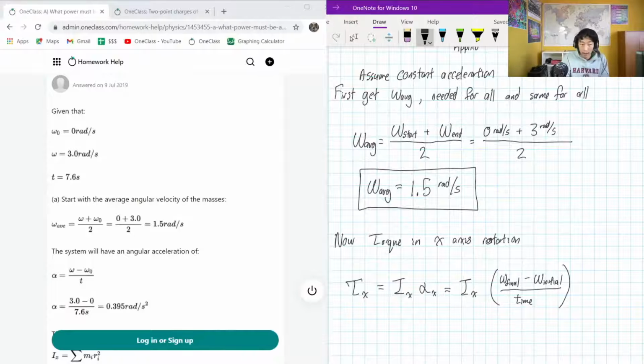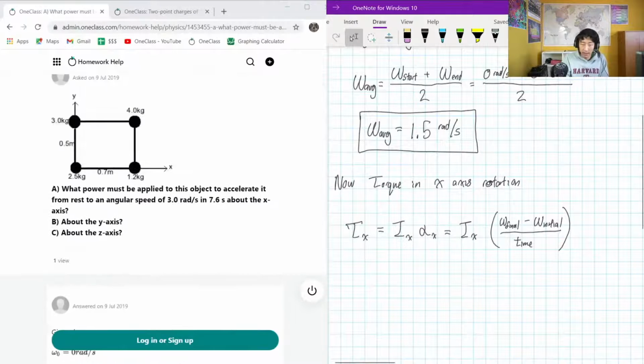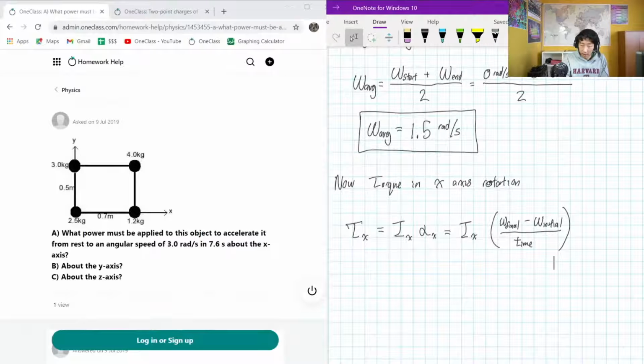Okay, and that hopefully is fairly clear on how that corresponds to angular acceleration. Now for the moment of inertia, moment of inertia is like how difficult it is to rotate this stuff. So you see how if we're rotating about the x-axis, it's really only the 3 kilogram and the 4 kilogram up here that are going to contribute to causing difficulty in rotating here.